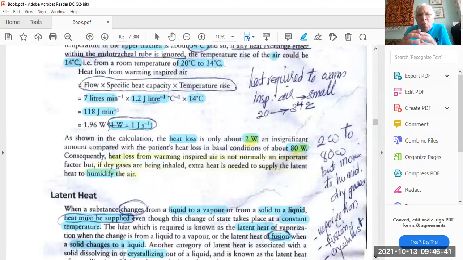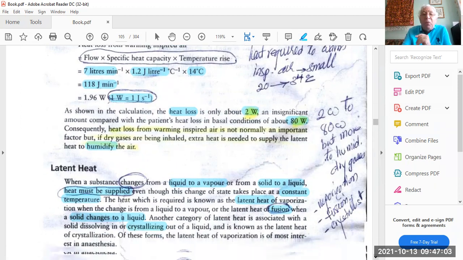It's around 2 watts. As we said before, a watt is 1 joule per second, you see? So it is a minimal amount of heat loss compared with the total heat of the human being, which we said before is around 80 watt. You must memorize this 80 watt. Now we come to the latent heat.